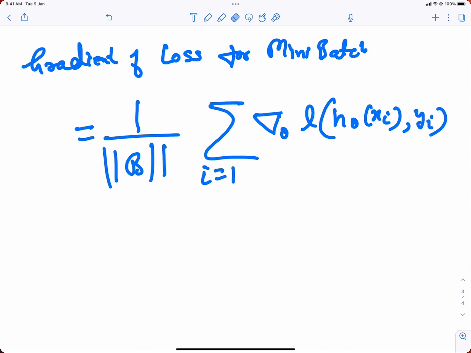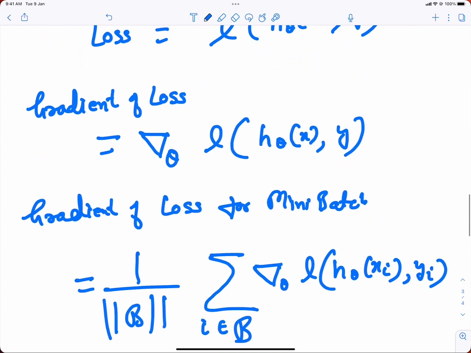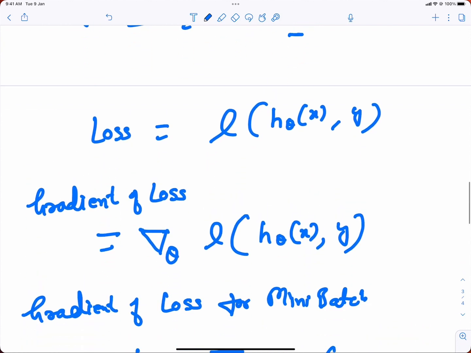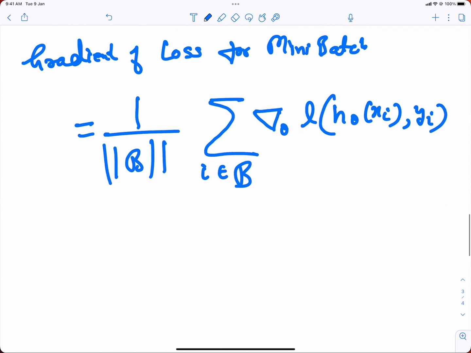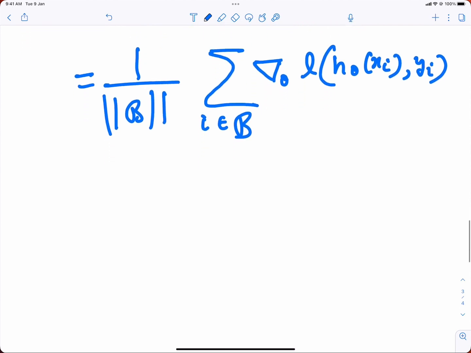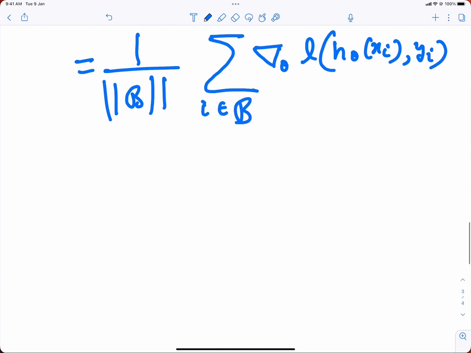It is better to write that i belongs to the mini batch, since we have defined the mini batch as a subset of m. So the gradient of the loss for the mini batch is the summation over all the examples which are part of the mini batch. Okay, so we have the gradient, and now what is the adjustment that we need to do in theta?